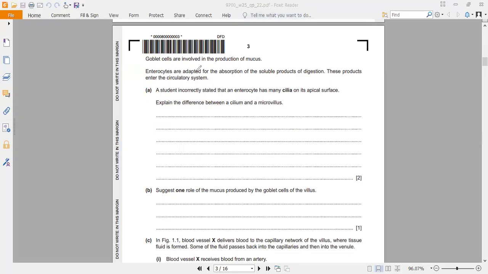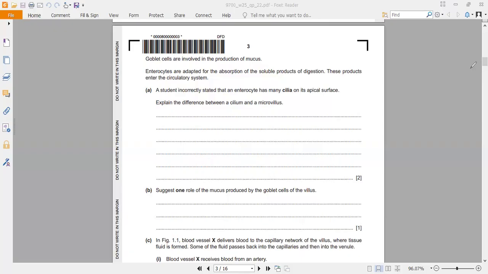A student incorrectly stated that an enterocyte has many cilia on its apical surface. Explain the difference between a cilium and a microvilli. So we have to discuss the difference. Marks are two, so we have to write one or two differences between them. So first of all, I am going with the structure.